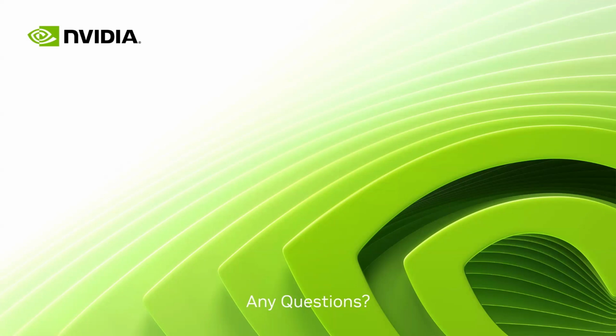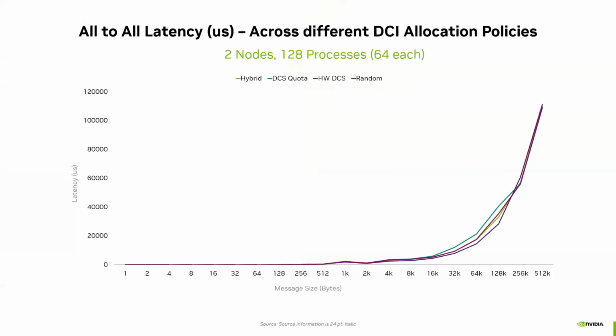I have a question about the performance of all-to-all. It seems like hybrid is sometimes worse than both DCS software and hardware, right? In some sizes. Sorry, we're looking at latency, so I think it's worse than hardware DCS here. Yeah, in those specific sizes.